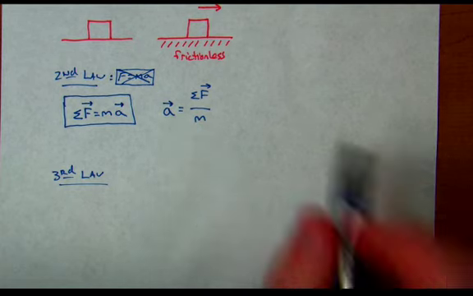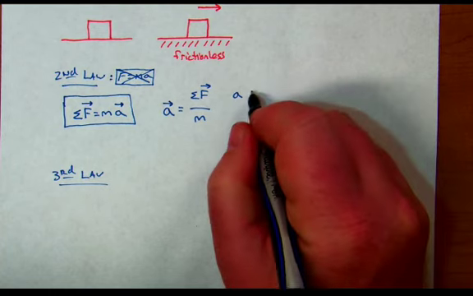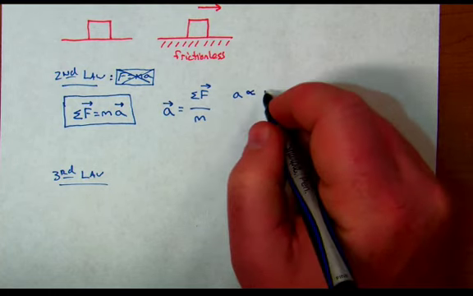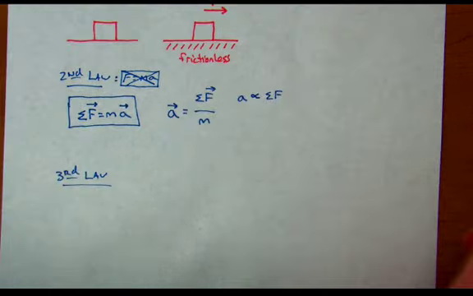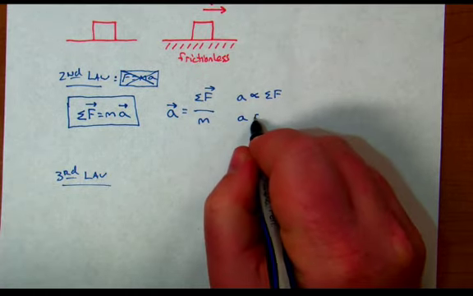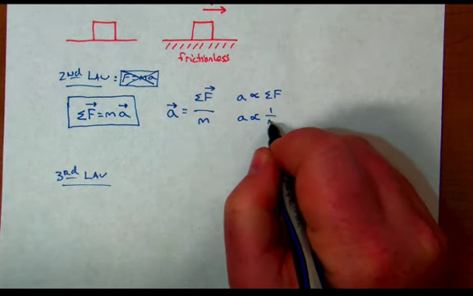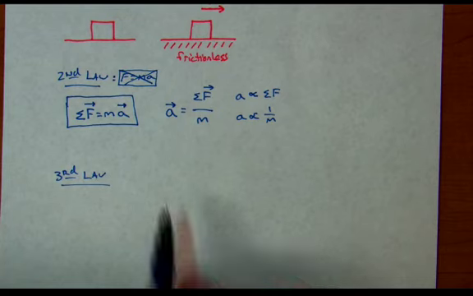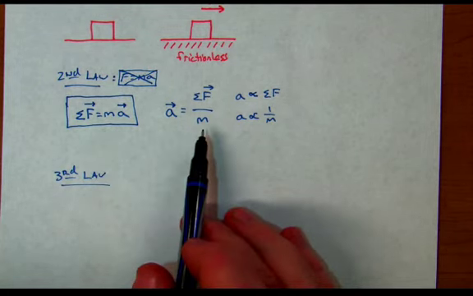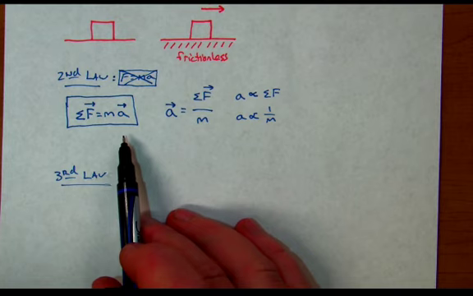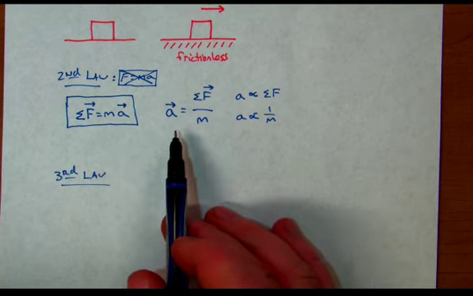So you could say from Newton's second law that acceleration is proportional to the net force acting on an object, and acceleration is inversely proportional to the mass of an object. So it's not just a formula. There's a lot of information in here, and it's something that we will apply on a regular basis.